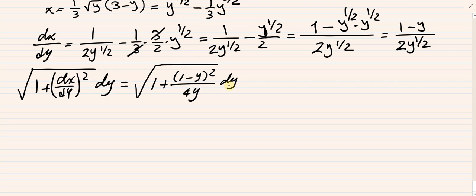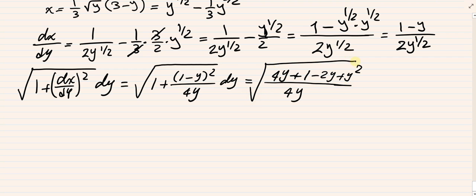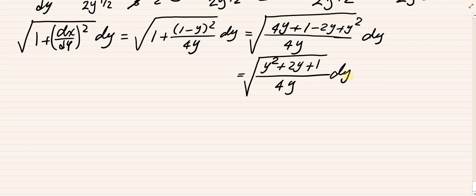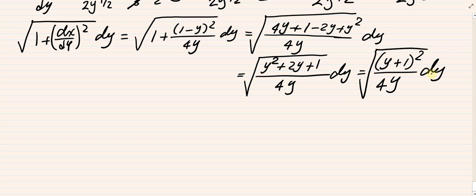And here's dy. Now if I combine in the radicand, I get 4y plus the square of the binomial. That becomes 1 minus 2y plus y squared. And there is dy. So this becomes y squared plus 2y plus 1 over 4y, square root of that dy. Now the numerator is simply (y plus 1) squared, right? Over 4y, square root of that dy.